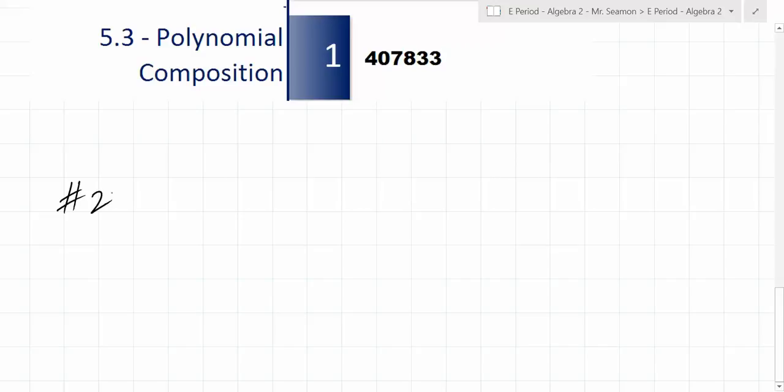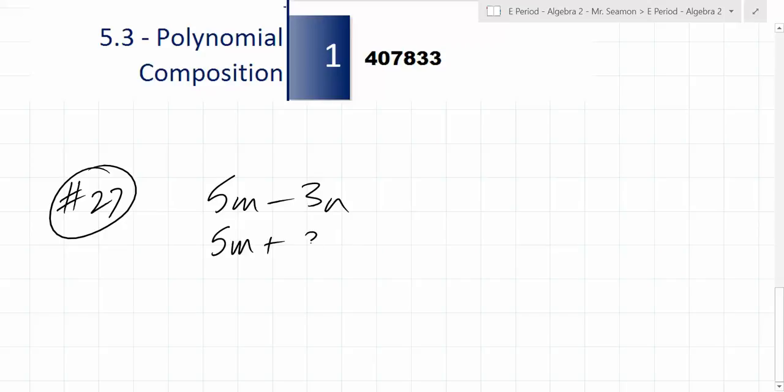Number 27 says 5m minus 3n, and then underneath it, it says 5m plus 3n. Yeah, that's the key thing. I did not teach this. I don't really like this method, but you can absolutely do this, and some people do like it.